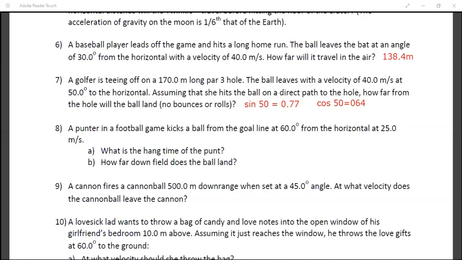Sir, instead of using sine theta cos theta, we can also use sine 2 theta, right? For that we need the sine 100 value. But in the data they should have specified it. If they specify, then you can use it.